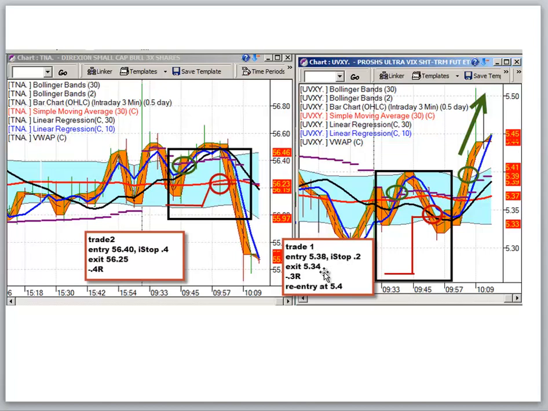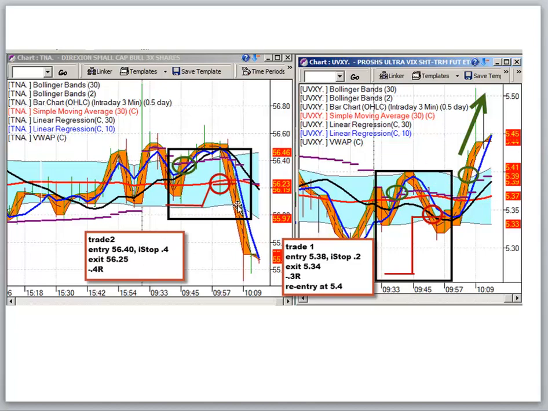Trade number two, we'll switch over to TNA, the 3 times small cap leveraged ETF. So as the volatility trade failed, at the same time the equity trade started to work. So price was leaving the river, and so get long at 56.40 with a 40 cent initial stop. That leaves the river briefly, but then fails, and then I exit here when price crosses back below the Bollinger Band mean, and that's at minus 0.4 R, so we're net at minus 0.7 R for those two trades. That's when the third trade kicks in.